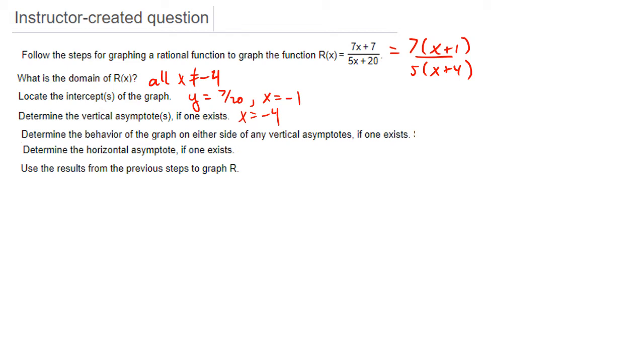Also, our rational function is a degree 1 polynomial over a degree 1 polynomial, which means the horizontal asymptote is given by the ratio of the leading coefficients, the numbers multiplying the largest power of x in the numerator and denominator respectively. The largest power of x in the numerator is 7x, and the largest power of x in the denominator is 5x. So our horizontal asymptote is that ratio, 7 over 5.